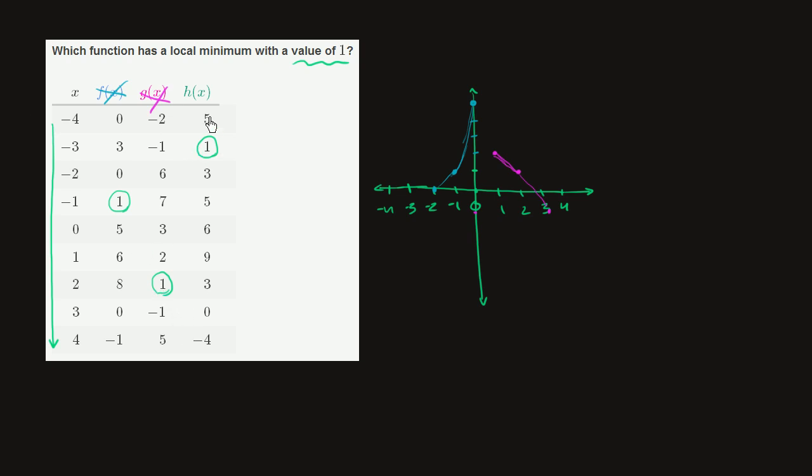Now let's look at h of x. When x is -4, we're at 5. When x is -3, we are at 1. And when x is -2, we jump back up to 3. So this looks like a minimum point. We decreased going into it, and then we increased going out of it. So this is our local minimum point. And if this was a continuous function, it might look something like that. So we will go with h of x.